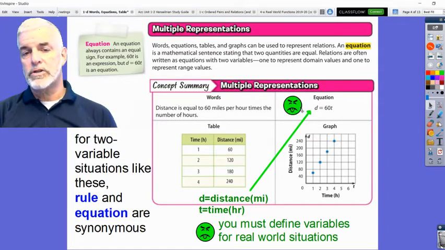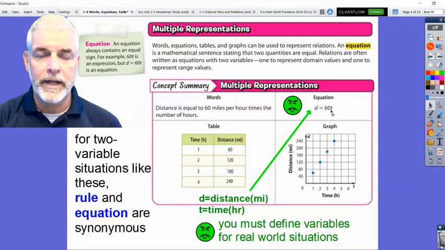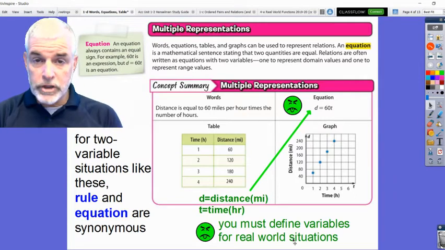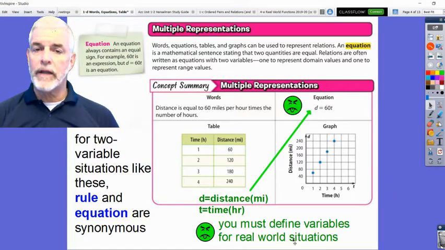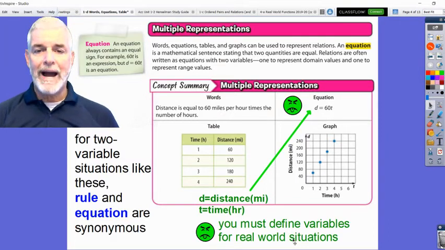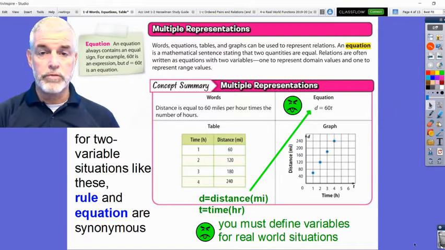Why is there a Mr. Yuck here? Because they wrote an equation with 2 variables in it and they did not define the variables. In any real world situation, you are going to use letters to represent these changing quantities. If you're going to pick variables, you have to say what those variables represent. It is the first part. Before you write this equation, you have to say what the variables represent. You have to define the variables.